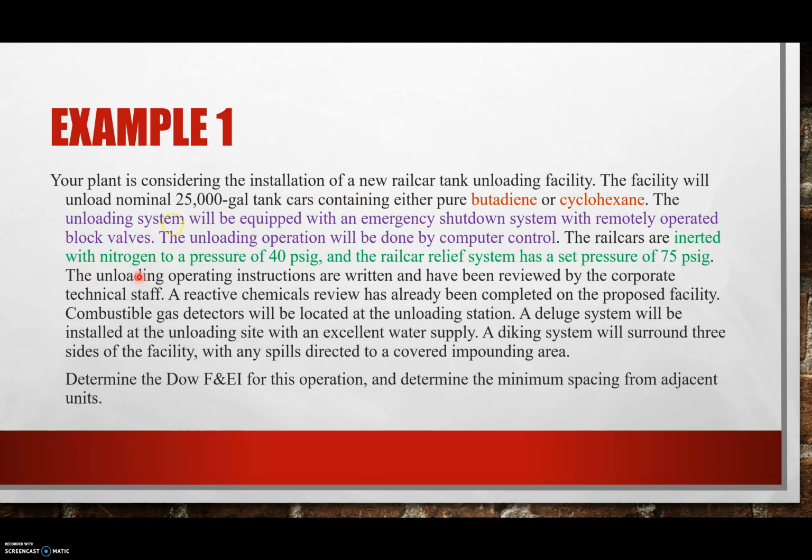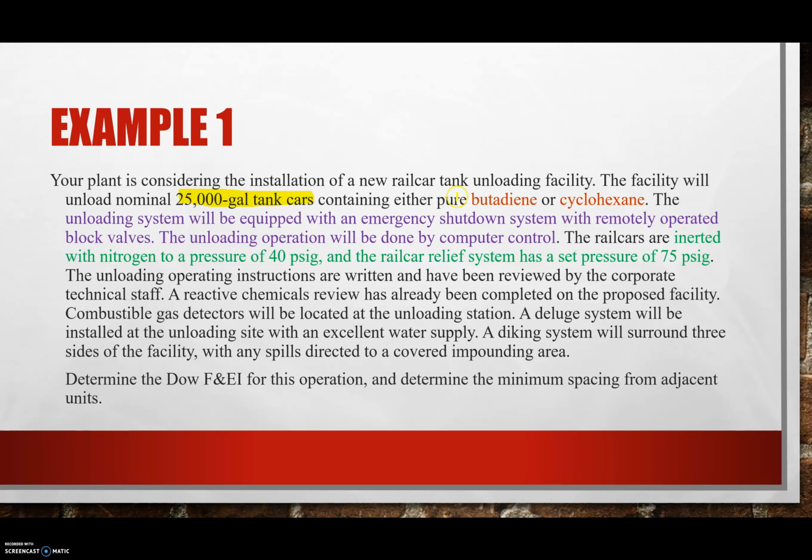Okay, this is the example for a hazard survey. Okay, you can see the plan considering installation of a new railcar. Let's say we make an analysis here with a highlighter. Your plan is considering the installation of a new railcar tank unloading facility. The facility will unload nominal 25,000 gallon tank cars. Okay, this is a 25,000 gallon tank car. It's a very big tank car.